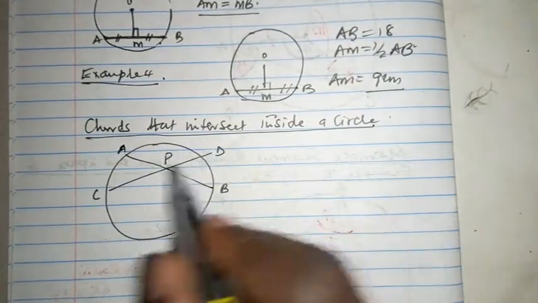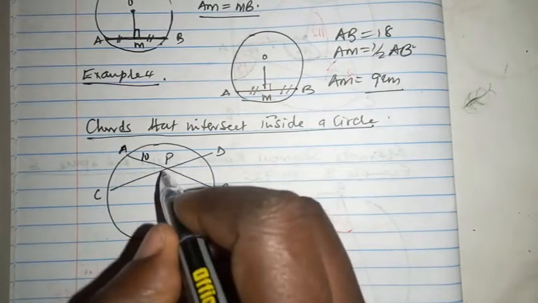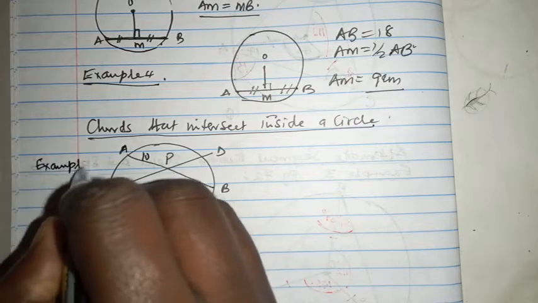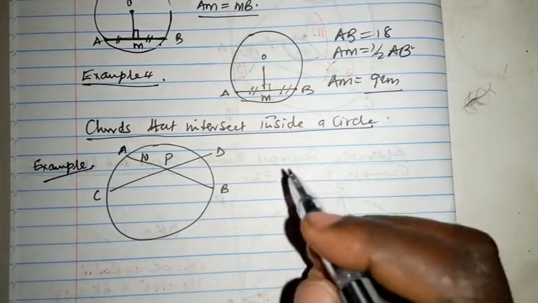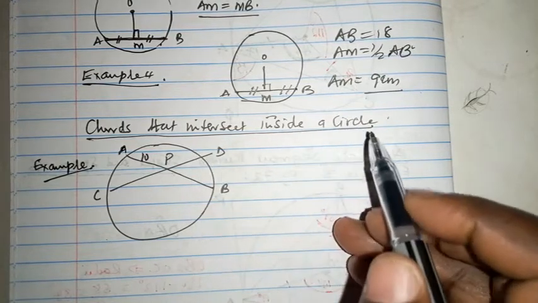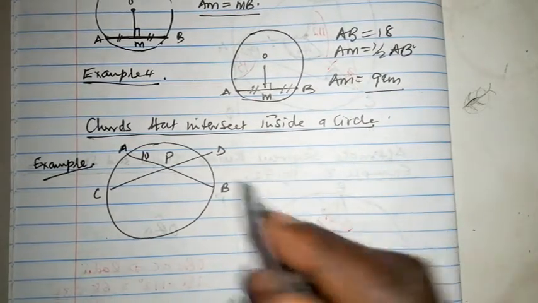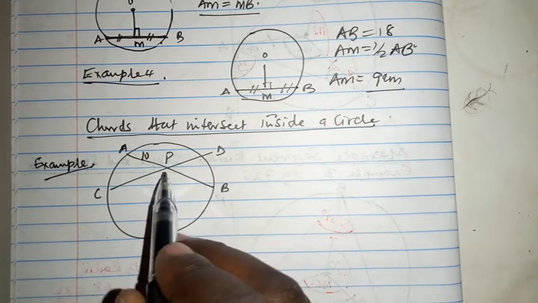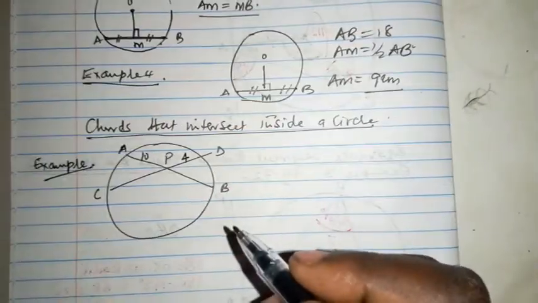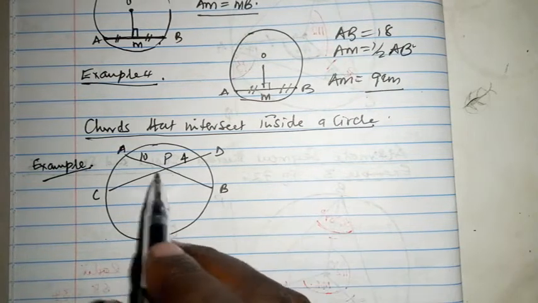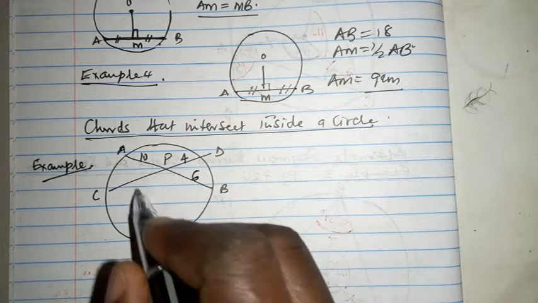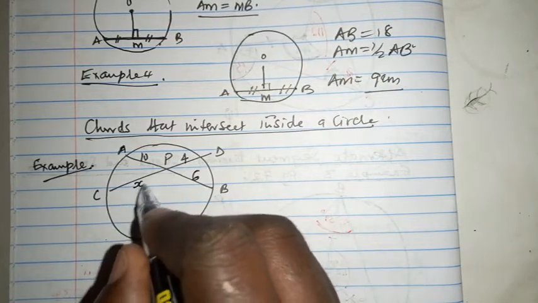Then somebody may ask you that AP is 10. We are answering now example 5, so that I'll tell you the details of chords that intersect inside the circle. AP is 10 and PD is 4 centimeters. PB is 6 centimeters. Find CP. Let's call it X.